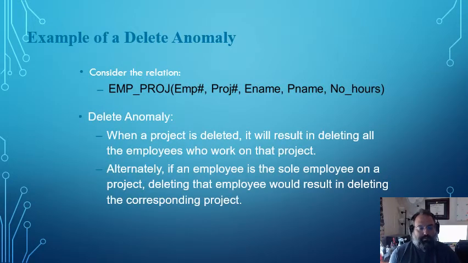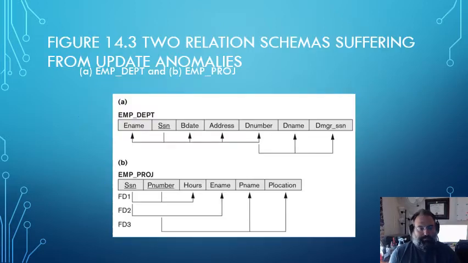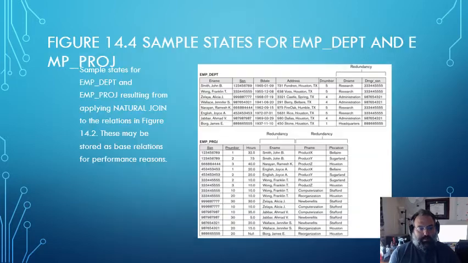A deletion anomaly is when a project is deleted, which will result in deleting all the employees who are working on that project. Alternatively, if an employee is the sole employee in a project, deleting that employee would result in deleting the corresponding project. Figure 14.3 is a two-relation schema suffering from an update anomaly. Figure 14.4 shows sample states for EMP_DEPT and EMP_PROJ.